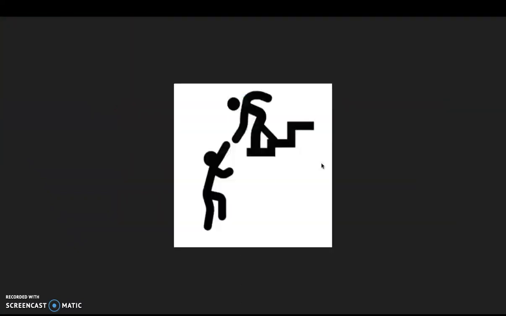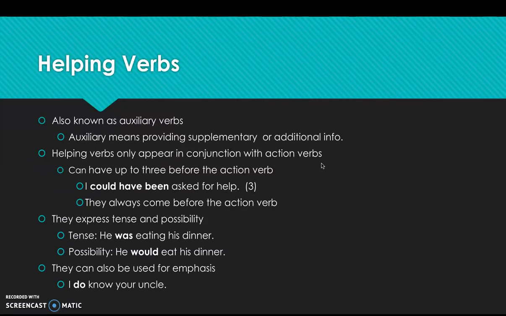Next up are helping verbs. Helping verbs are also known as auxiliary verbs, which, auxiliary means providing supplementary or additional information. So helping verbs only appear with action verbs. So there will never be a helping verb if there's not an action verb with it.